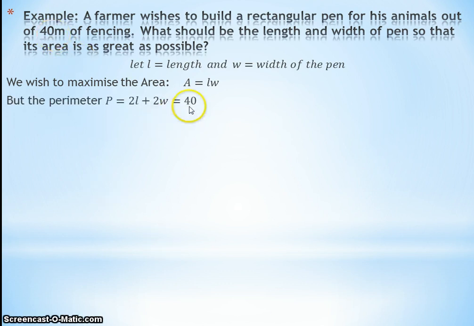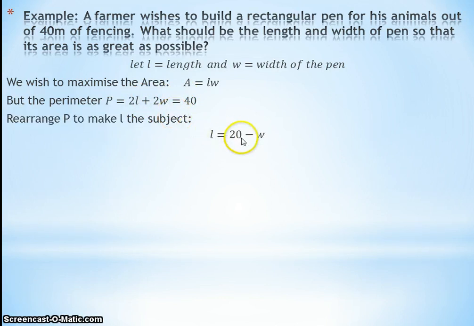The perimeter is actually 40, so therefore 2L. Since it is rectangular, the perimeter will be 2 times the length plus 2 times the width, which will give me 40. Now in the second equation, I can rearrange this equation to make L the subject of the formula. I get L is equal to 20 minus W. Therefore I can rewrite the first equation for the area using 20 minus W for L. So I get 20W minus W square.